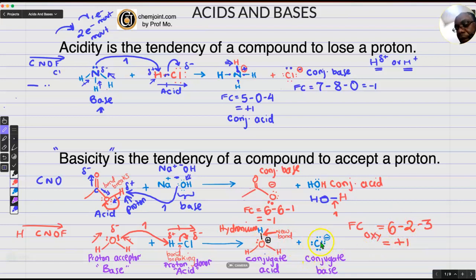Okay, and then the chlorine left, it originally had 6 non-bonding electrons. Now it has 8 of them. Like we did the calculations here, formal charge of the chlorine, you get -1. So this has a positive charge, that will be the conjugate acid, and the chloride is going to be the conjugate base. So that's the general idea on acidity and basicity.